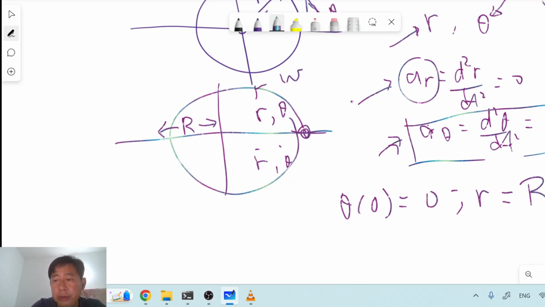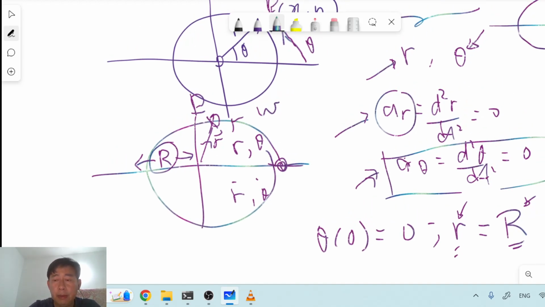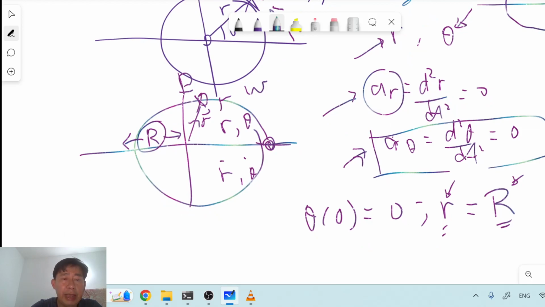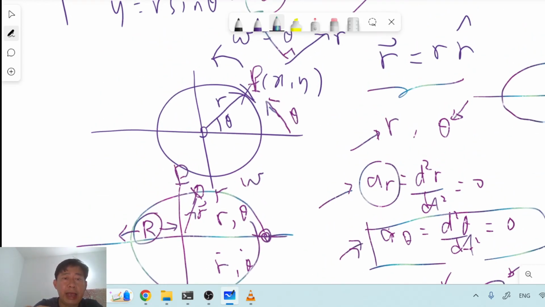So here I use small r to denote the instantaneous position vector for any point P, whereas capital R is the radius, which is a constant. So here there is a slight distinction between the small letter r and the big letter R. Here the small letter r is a variable that turns out not to change with time. And the size of the circle is the value of r.